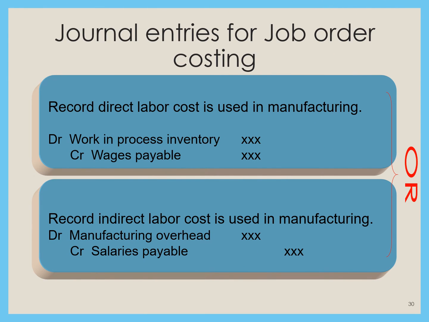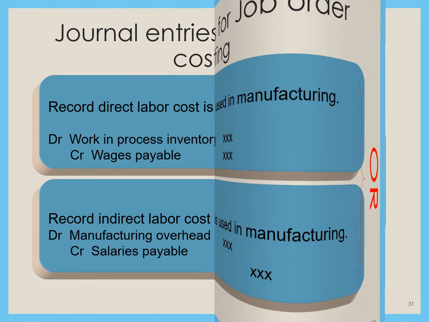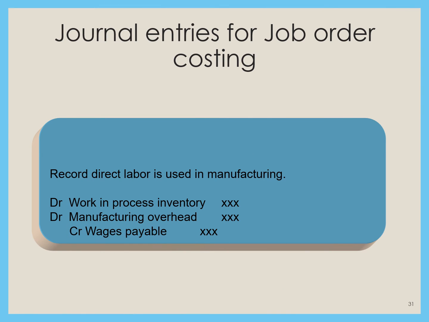Record direct labor cost used in manufacturing: debit work in process inventory, credit wages payable. Record indirect labor cost used in manufacturing: debit manufacturing overhead, credit salaries payable. Record direct labor used in manufacturing: debit work in process inventory, debit manufacturing overhead, credit wages payable.